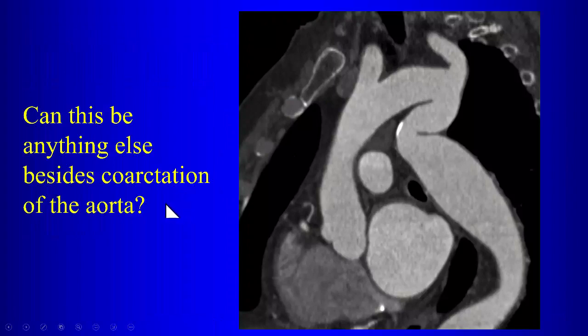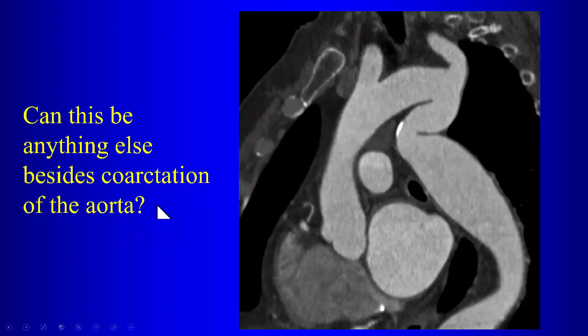Here's an example. Can this be anything else except coarctation of the aorta? A web, because you get carotid webs. What is this called? Pseudocoarctation. So how do you know it's not coarctation? No collaterals. Pseudocoarctation looks just like coarctation, except it's not a hemodynamically significant obstruction. There are no collateral vessels in this case, okay?